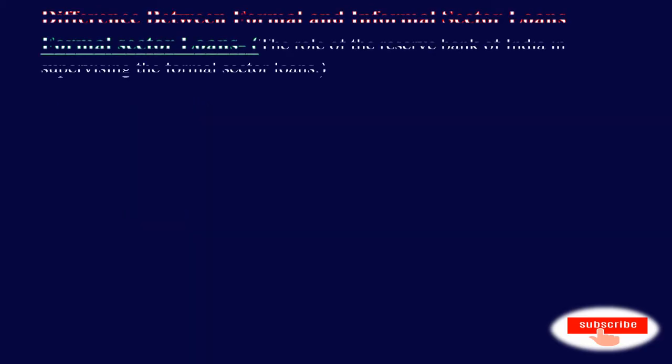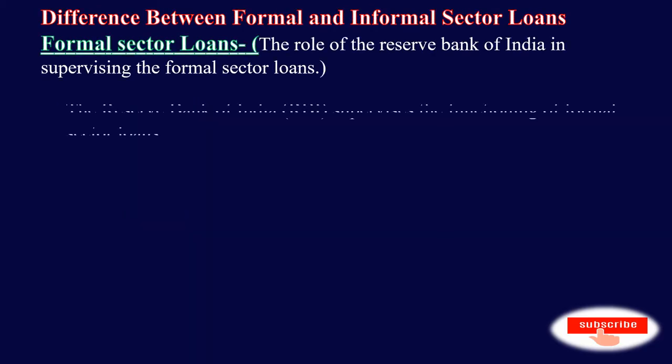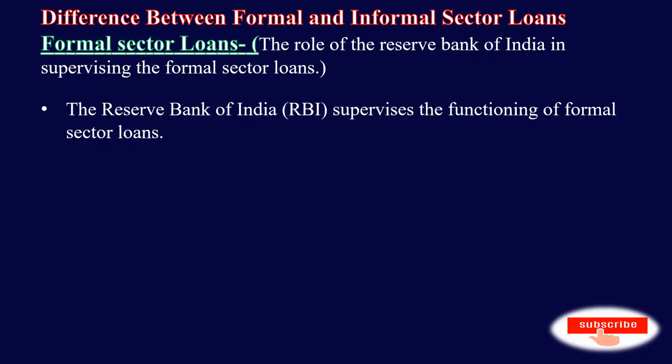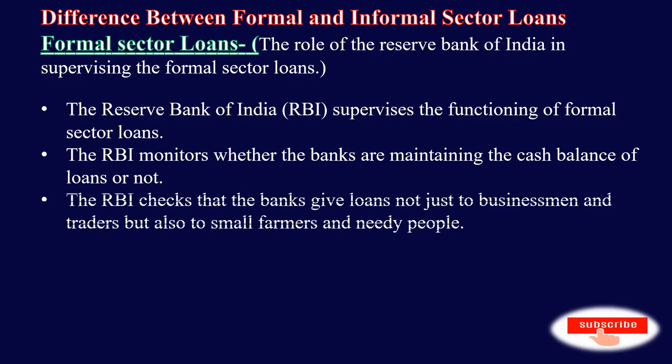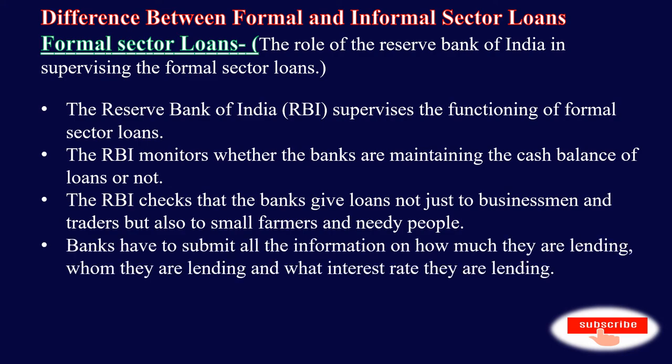The difference between formal and informal sector loans. The Reserve Bank of India supervises the functioning of formal sector loans. The RBI monitors whether the banks are maintaining the cash balance of loans or not. The RBI also checks that the banks give loans not just to businessmen and traders but also to small farmers and needy people. Banks have to submit all the information on how much they are lending, whom they are lending, and what interest rate they are lending.